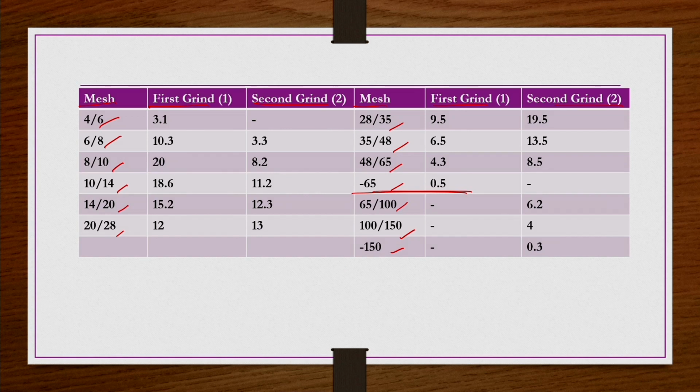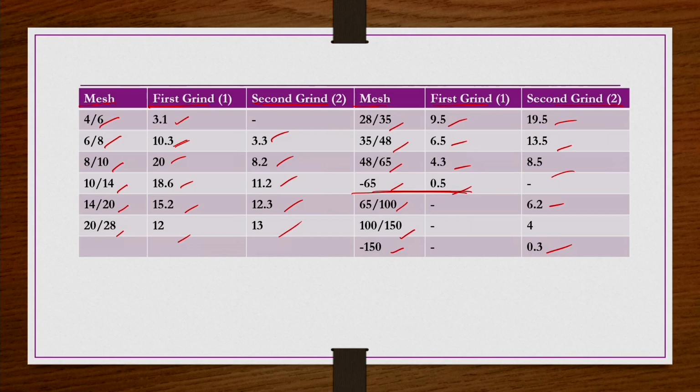The first grind value 3.1 is on a mass basis. So, 3.1% of the solid mass is retained on 4 mesh. For 6 by 8, 10.3 means 10.3% of the solid mass fraction is retained on mesh 6. Like that, all the mass fractions are given here for both the first and second grind.